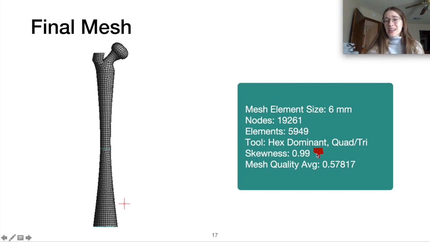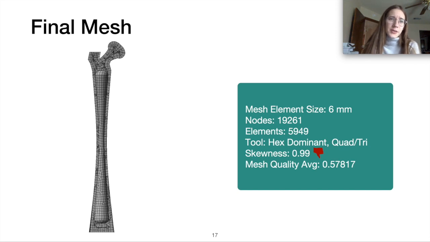The skewness was 0.99, which is really bad. You usually don't want to have anything more than 0.95, but no matter how much I tweaked the model, I just really couldn't improve that. So it is what it is. I think it serves our purposes still, even though it's not a perfect mesh. Mesh quality average is 0.57817.